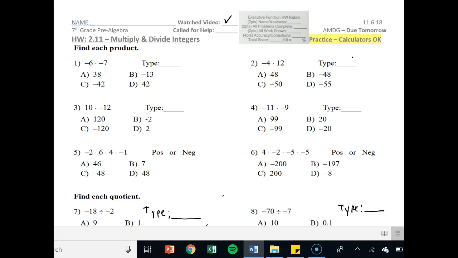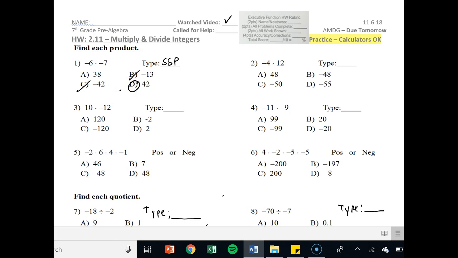All right, so it says find each product. That means we're multiplying. Right off the bat, number one, we have -6 times -7. Those are same signs, so we know same signs positive, right? So therefore, we know our answer can be positive. We can cross off all the negatives. 6 times 7, 42. Right?